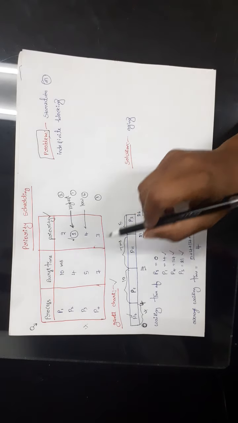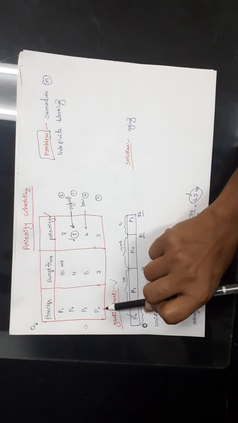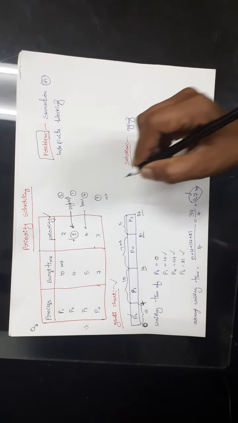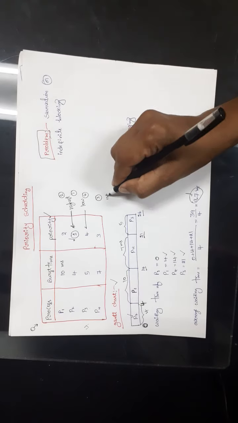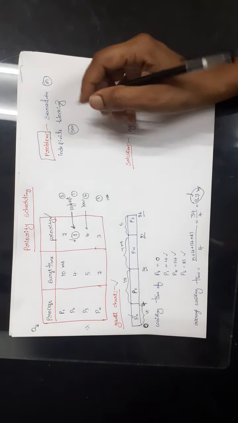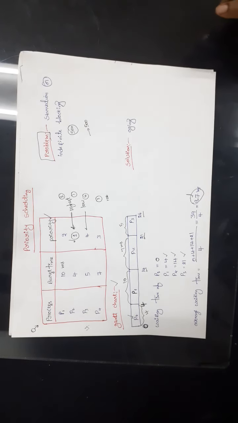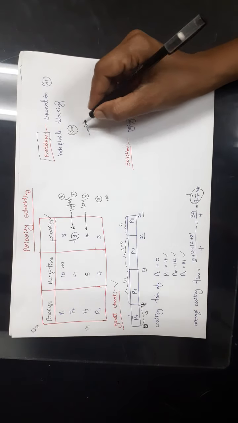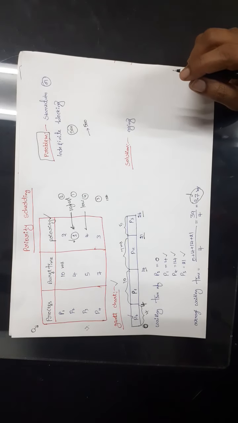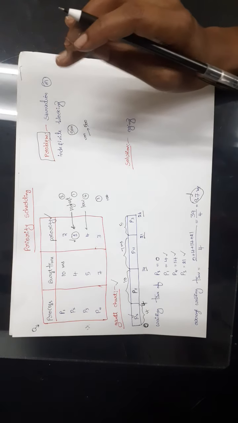Let us assume that I have another process P5, and let us assume that P5's priority is 127. Let us assume that I have in total 500 processes, and one process has priority 500. That means it is the lowest priority process, so it has to wait until all the processes finish their execution. Let us assume that all the processes up to 499 have finished their execution.